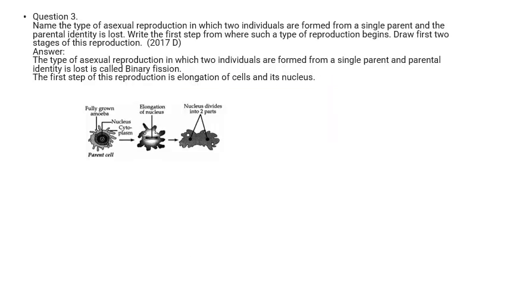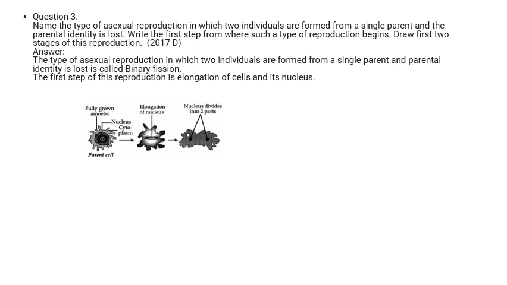Here comes our next question. Name the type of asexual reproduction in which two individuals are formed from a single parent. You have to think for this answer properly, and the parental identity is lost here. So write the first step from where such type of reproduction begins, and also we have to draw the first two stages of this reproduction. This is our question.